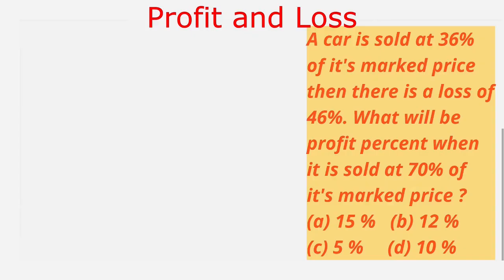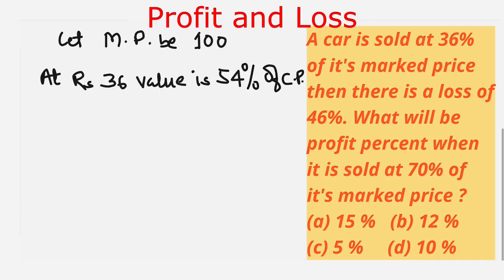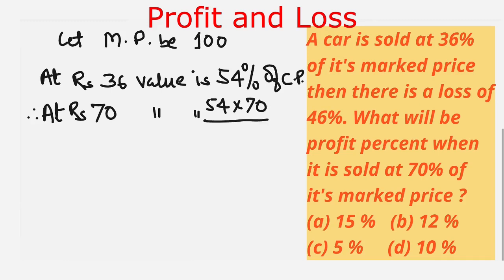We assume the marked price to be 100. Then it is sold at 36% of this, which is 36. And then there is a loss of 46%. It means that the value received is 54% of CP. At rupees 36, the value is 54% of CP. And later on it is sold at 70% of marked price. So at rupees 70, value received is 54 multiplied by 70 divided by 36.